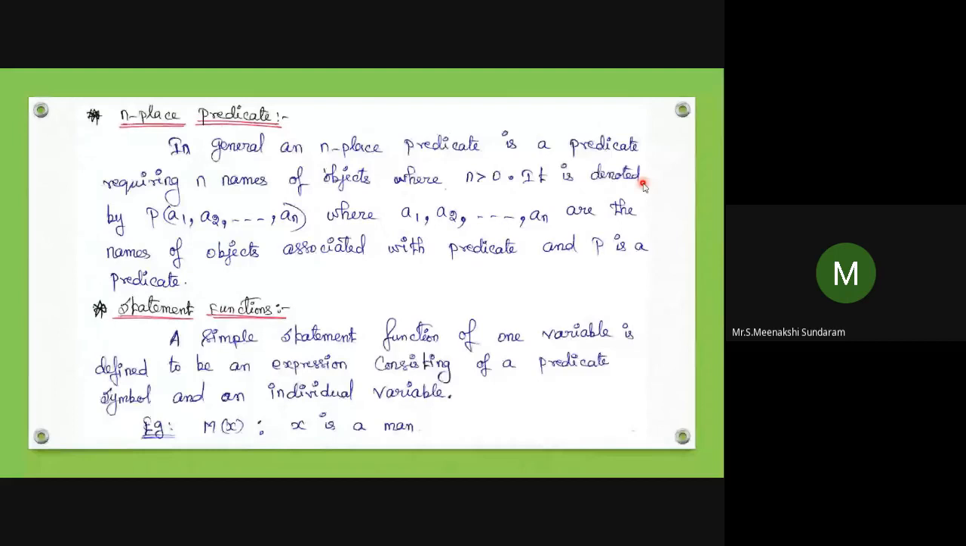A predicate has variables like x, y, z, or x1, x2, x3. That's why I can write a1, a2. Statement function.